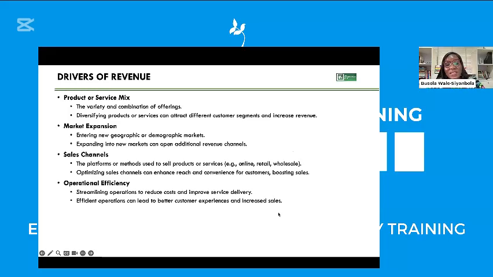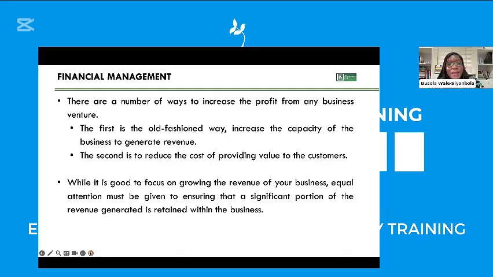This requires you optimizing those sales channels so that you can enhance your reach and convenience for customers, and it would automatically translate into boosting your sales. And the last is operational efficiency, streamlining your operations to reduce costs and to improve service delivery. Efficient operations can lead to better customer experiences and increased sales. Okay.